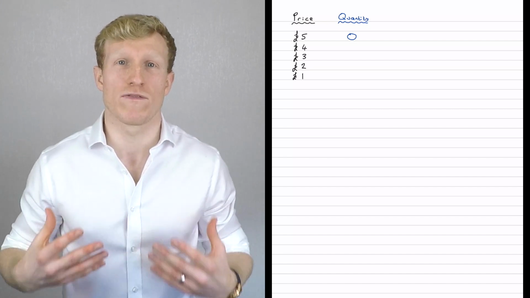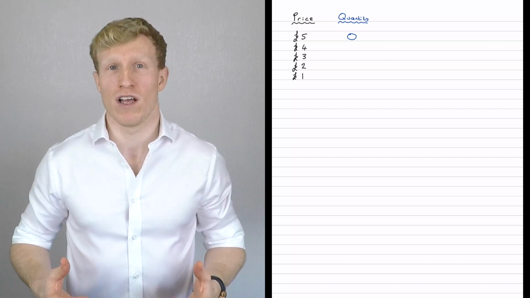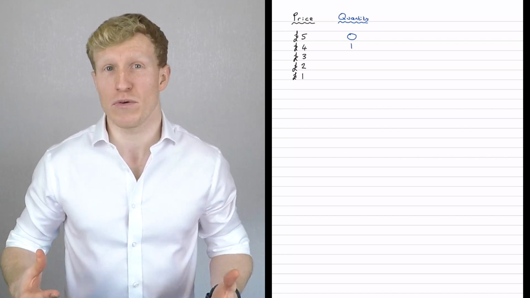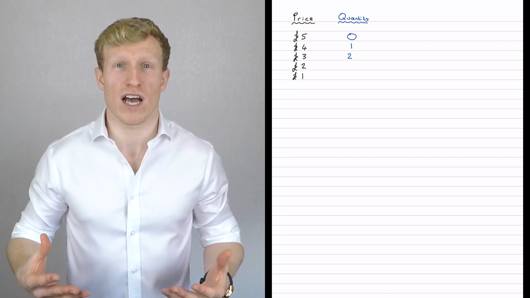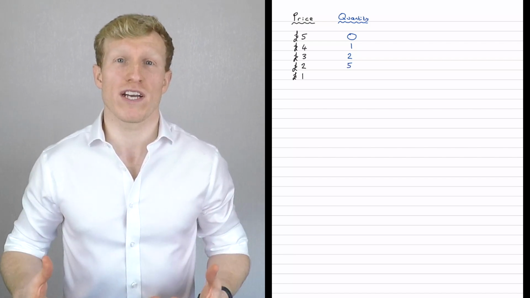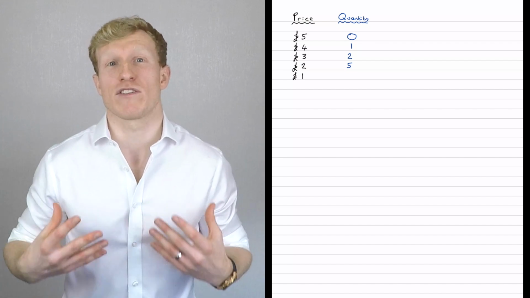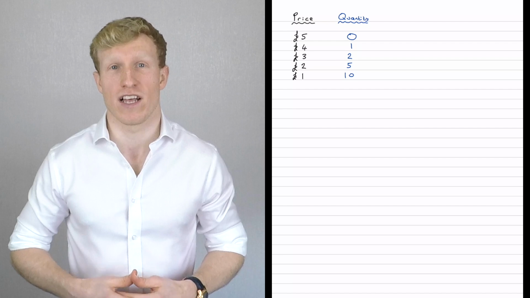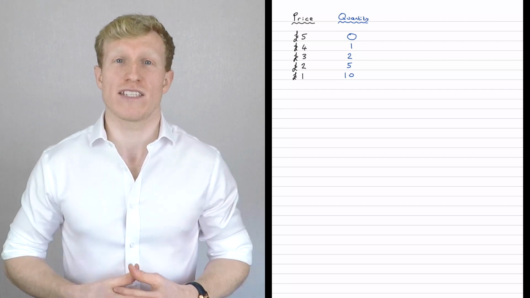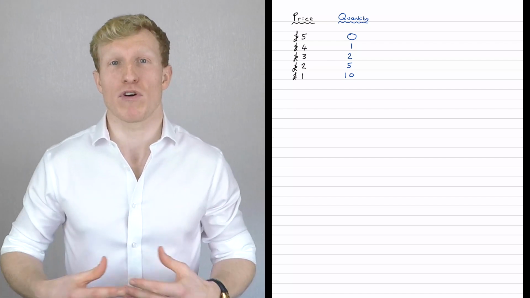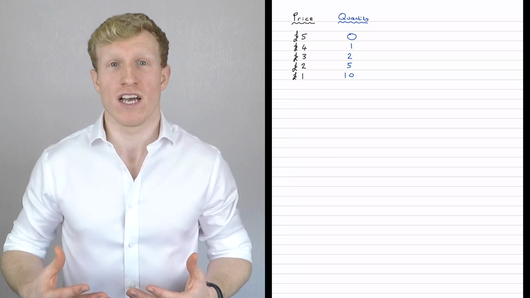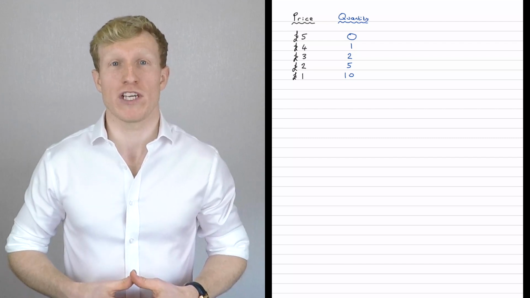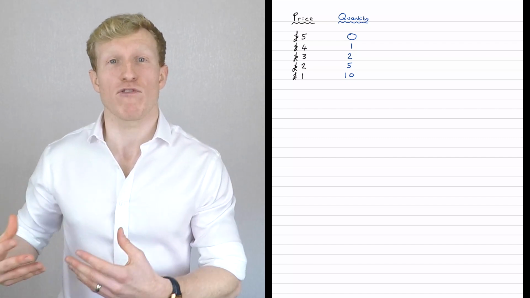If the price was £4 for the Dairy Milk chocolate bar, I might buy one. If the price was £3, I might buy two. If the price is £2, I might buy 5 that week. And if the price is only £1, then I might think that's a really good deal, so I'd be able and willing to buy 10 units of that particular product. This represents the idea that the amount of the product that we buy will increase as the price in the market decreases.